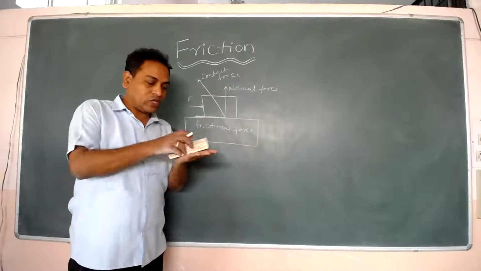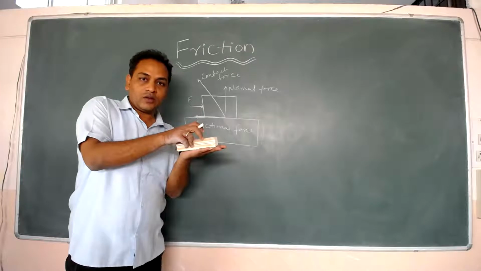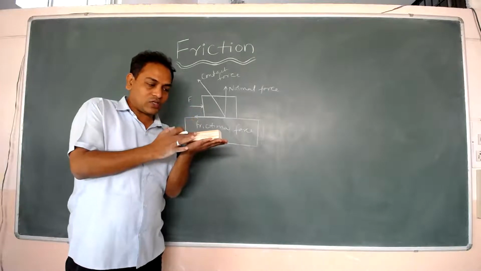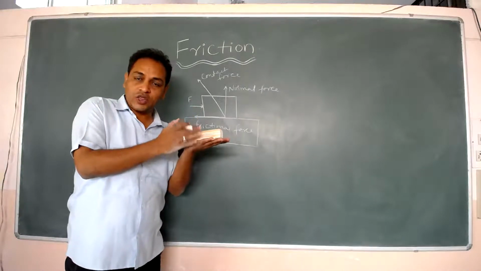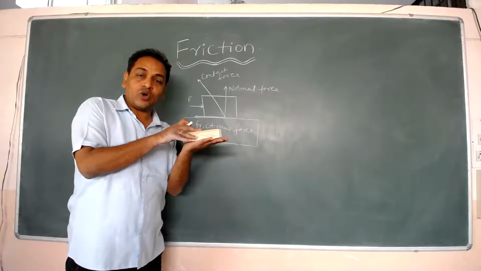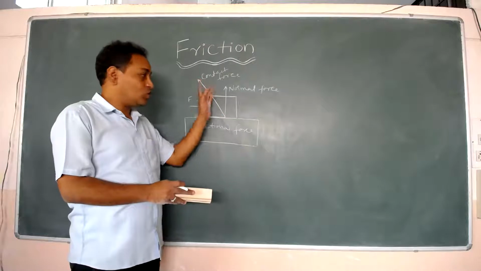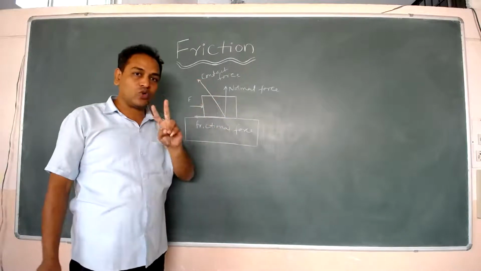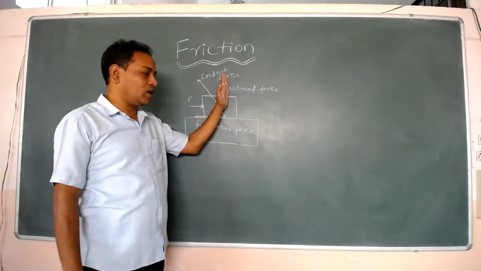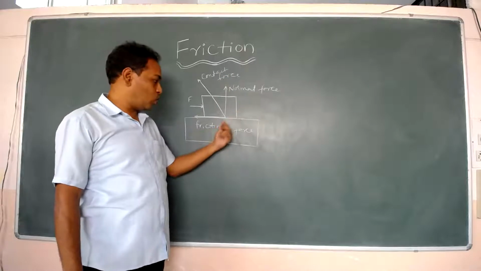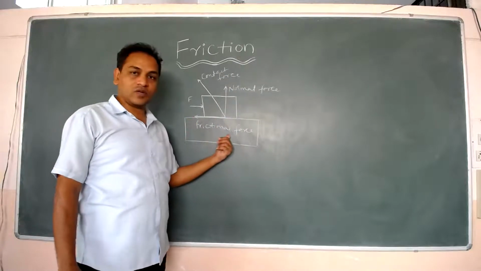Contact force means what? These two are in contact. The molecules of this surface and the molecules of this surface are kept attracted. So that attractive force is this one. This is called contact force. So this contact force can be split up into two components. One is vertical like this, that is normal force, and one is in this direction, that is frictional force.